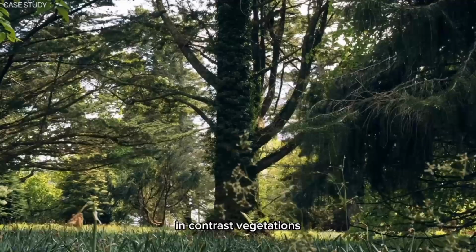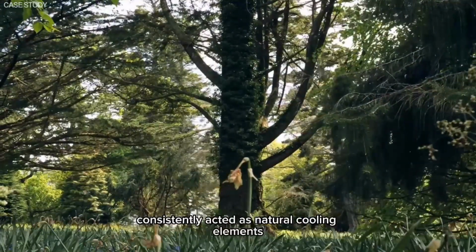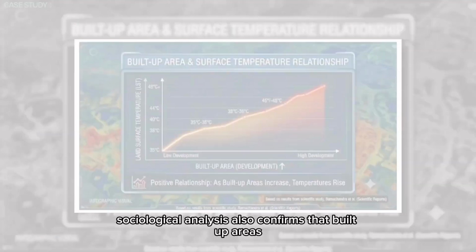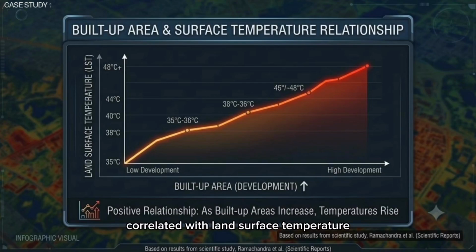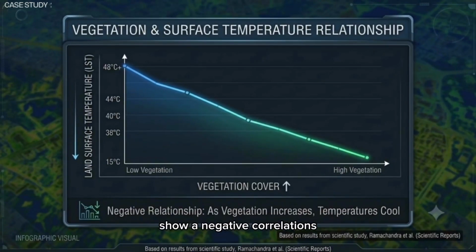In contrast, vegetation and water bodies consistently acted as natural cooling elements. Statistical analysis also confirmed that built-up areas were positively correlated with land surface temperature, while vegetation and water bodies showed negative correlations, highlighting their important role in reducing urban heat island intensity.